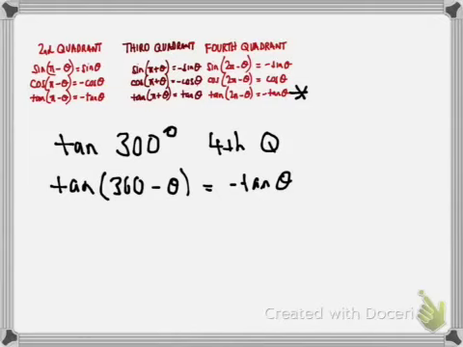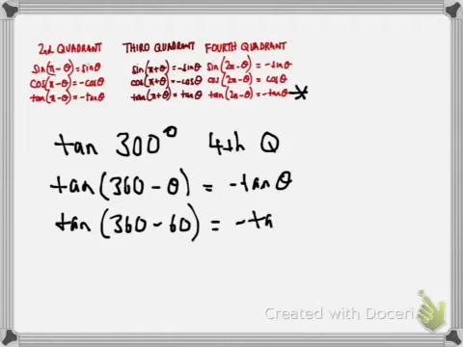What do I take away from 360 to get 300? 60. So 60 becomes my theta. That equals negative tan 60, because 60 is my theta. Last step: according to page 300, what is tan 60? Root 3. Now we've got negative tan 60, so the answer is negative root 3. How's that? All right?